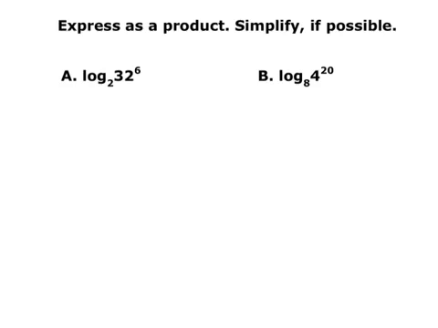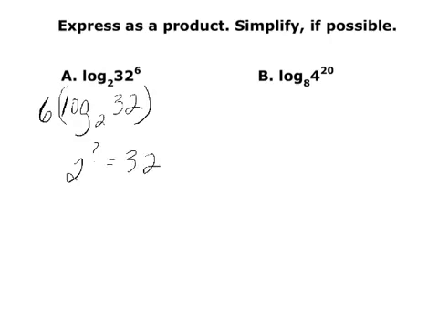I have log base 2 of 32 raised to the 6th power. It's the same as 6 times log base 2 of 32. And I'm still going to deal with this and say 2 to the what power equals 32. We know 2 raised to the 5th power is 32. So your question mark equals 5, which means you're just going to do 6 times 5 equals 30.